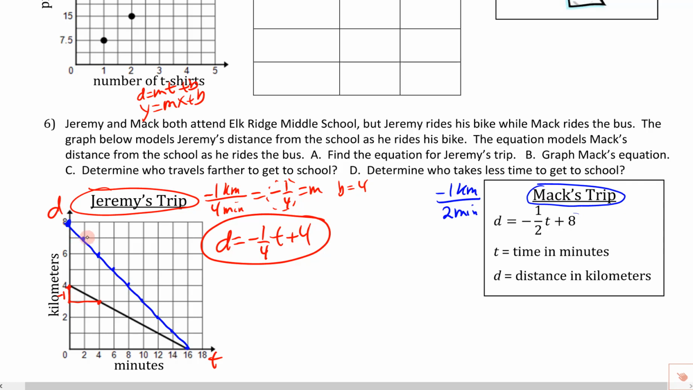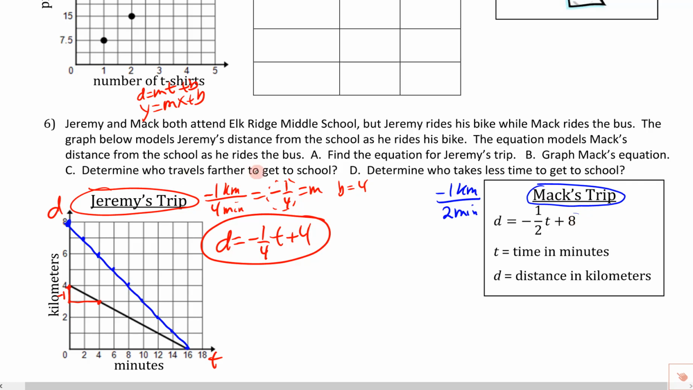So we've got the graph of Mac's trip over here in blue. We've got the equation for Jeremy's trip here in red, and it says determine who travels farther to get to school. Well, let's think about that. What are we looking for if we're talking about who travels farther, who covers more distance? Well, that wouldn't be the minute axis, that would be the kilometer axis. That would be what their starting point is, their distance from school. So to me it looks like the blue one, so this is Mac, he starts at 8 kilometers away from school, whereas Jeremy only starts 4 kilometers away from school. And you can kind of see that right here. Here's Jeremy's initial value of 4, and here's Mac's initial value of 8.